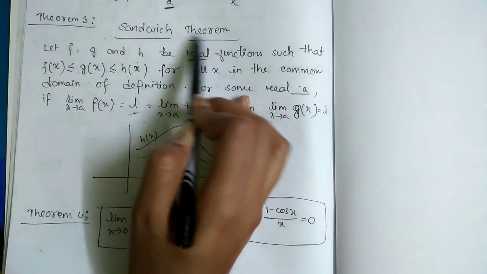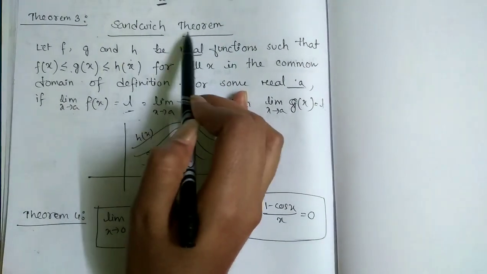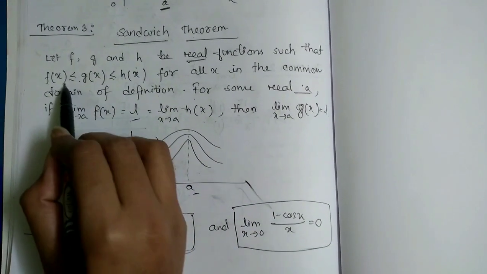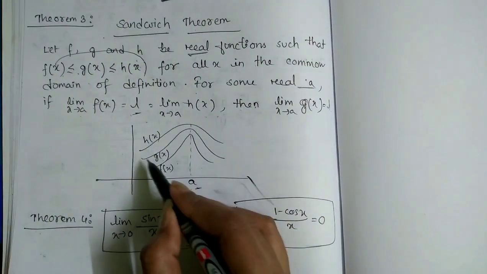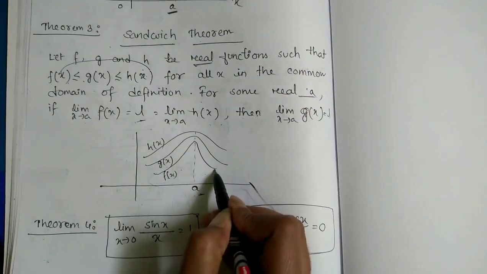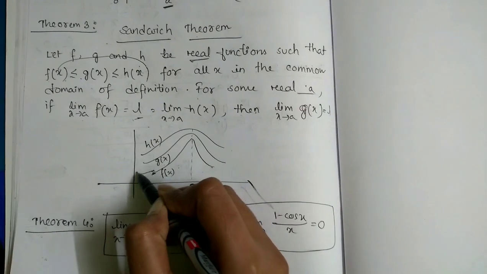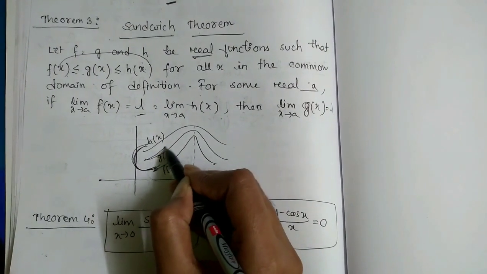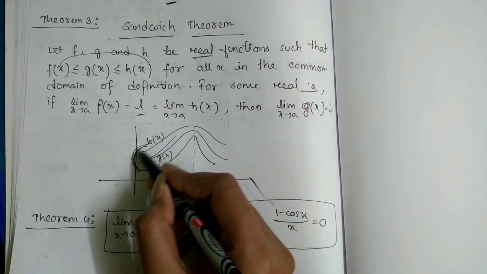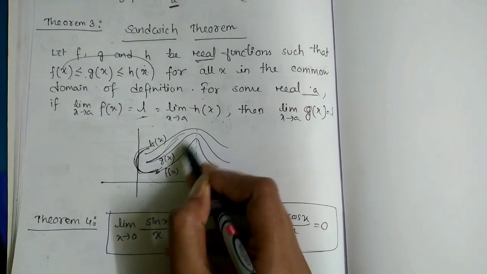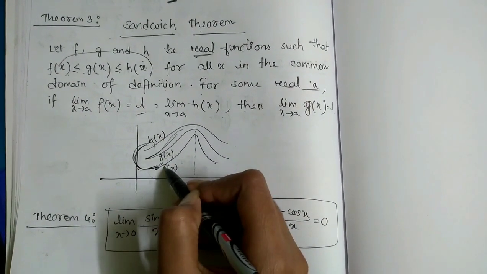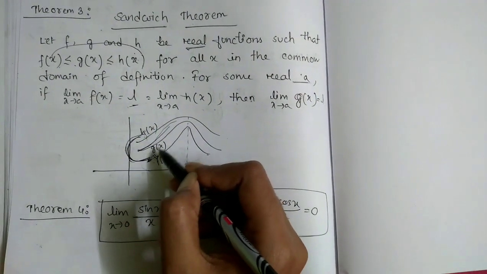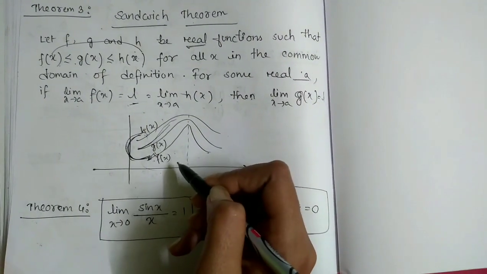Why is the name sandwich theorem? I hope you will be able to understand from this line that the limit for this function is equal to the limit for this function. See, h of x, g of x, f of x. The limit for these two functions, when it exists, is equal, and now for g of x, if these two limits exist, then the limit of g of x is equal to the limit of these two. That's why g of x is sandwiched between h of x and f of x.